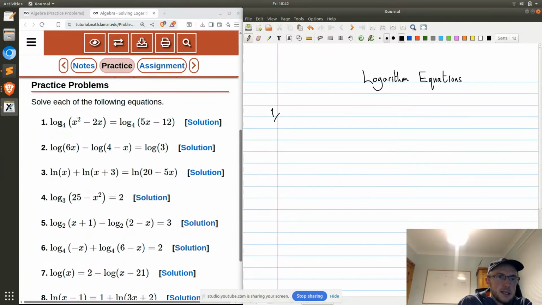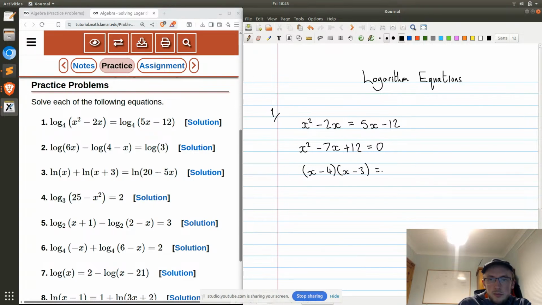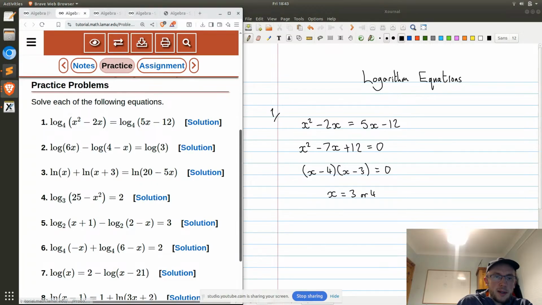Okay. Log base 4 of that is equal to log base 4 of that. So what do I do? I just equate the arguments. x squared minus 2x is equal to 5x. Take 12. Move everything over to one side. So x squared minus 7x plus 12 is equal to 0. Solve like a quadratic. And then we obtain the solutions of 3 or 4. Let's open up the first 3.